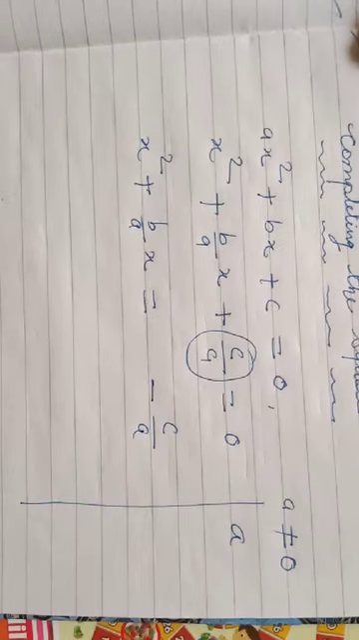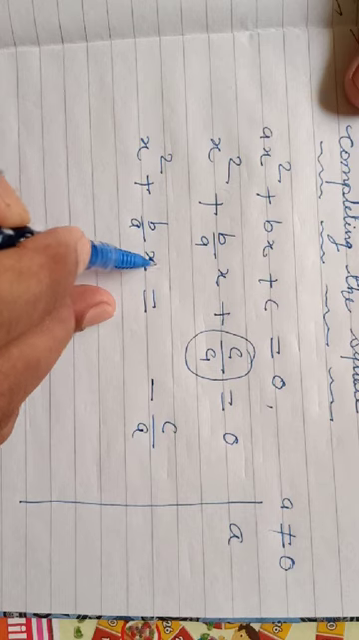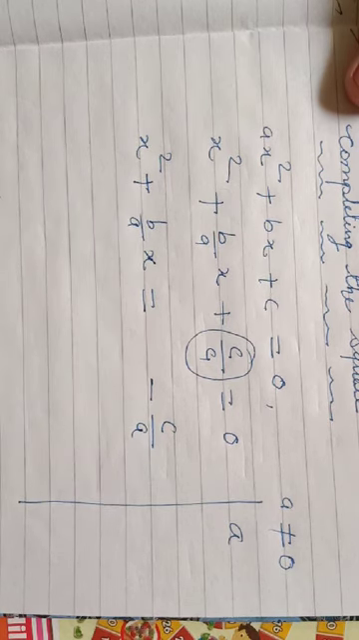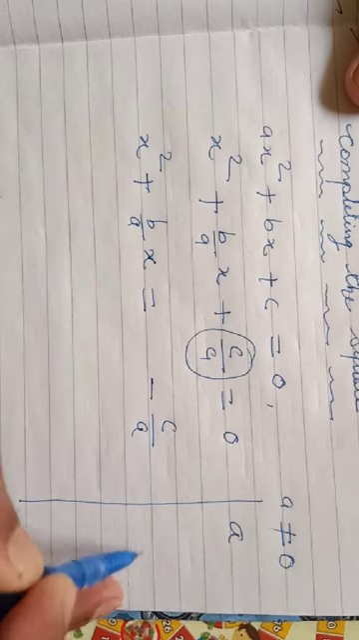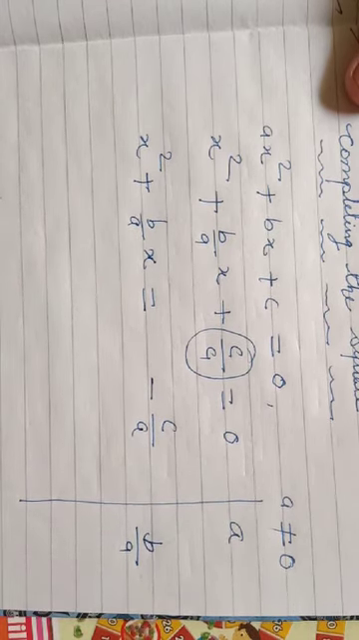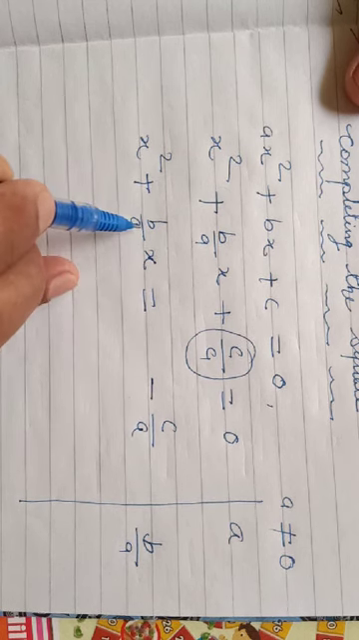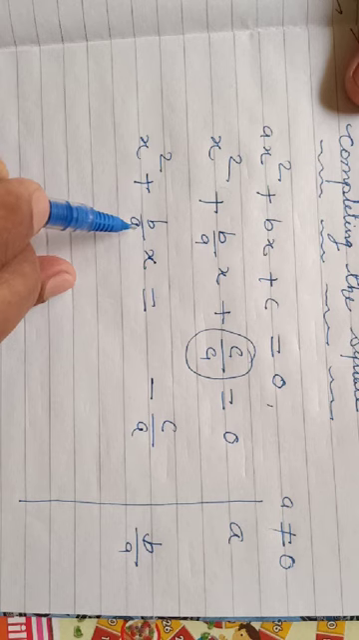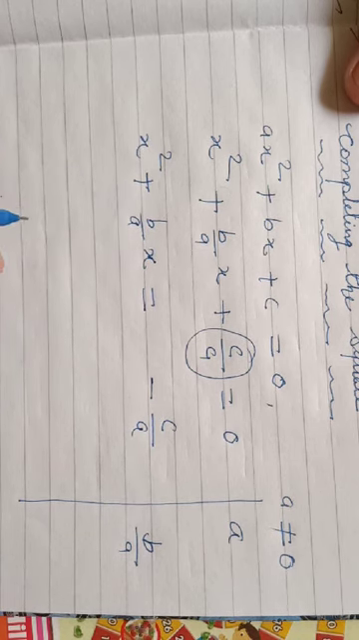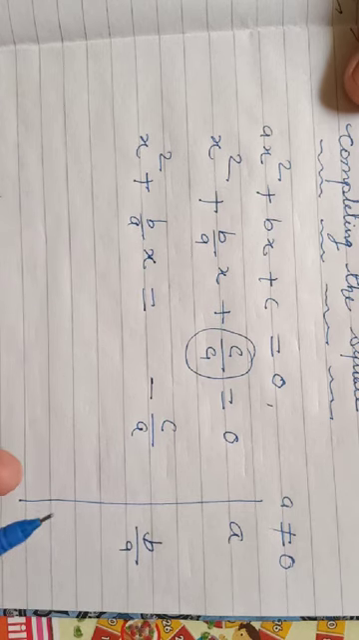Okay. Now come to the coefficient of x. This time we should observe the coefficient of x. The coefficient of x here is b upon a. What will we do? We should take the half of the coefficient of x, and make it square, and add it both sides of the equation.